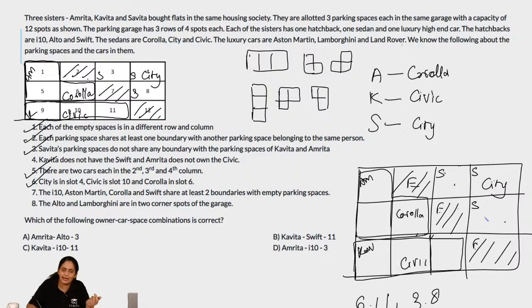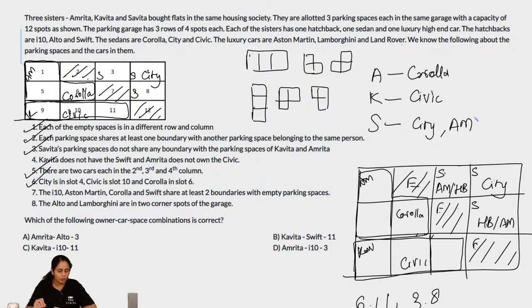So between 3 and 8, at least one has to be a luxury car, and the only luxury car which has 2 boundaries with empty spaces is Aston Martin. So one of 3 and 8 is Aston Martin, and the other has to be one of i10 or Swift. So this has to be hatchback or Aston Martin. We don't know which hatchback it is till now, but Savita has the Aston Martin.